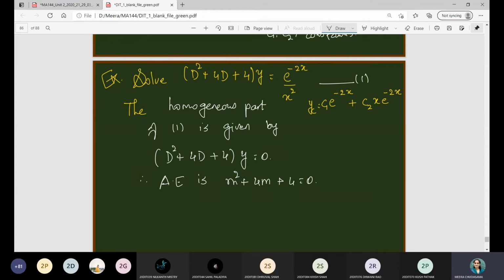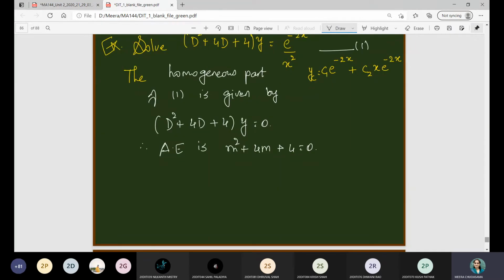Always consider the homogeneous part first, then the auxiliary equation. Don't write the auxiliary equation directly, because it will not have any importance if there is no homogeneous part. Whenever we talk about the auxiliary equation, it has to come from the homogeneous part of the differential equation. From this one you can write the perfect square of m plus 2, and from that I can say minus 2 and minus 2 are two roots which are real and repeated.